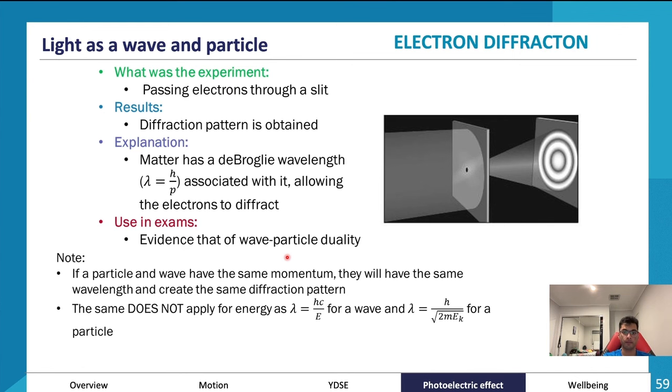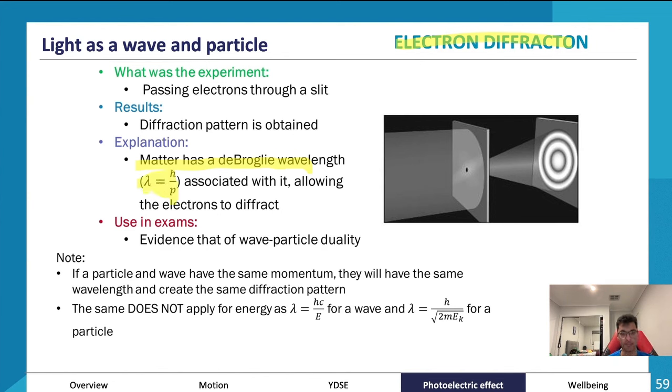Cool. The last thing we have is light versus matter. And we have the electron diffraction from the double or single slit experiment. With this experiment, we found out that matter actually has a wavelength, and we call this the de Broglie wavelength. Hopefully you've done this quite recently, so it's pretty fresh.